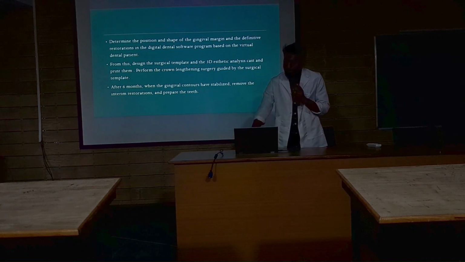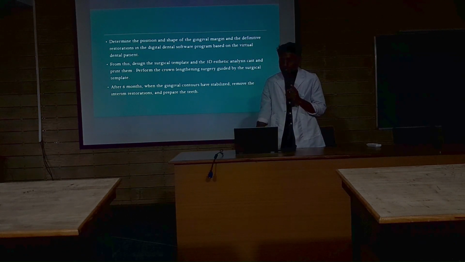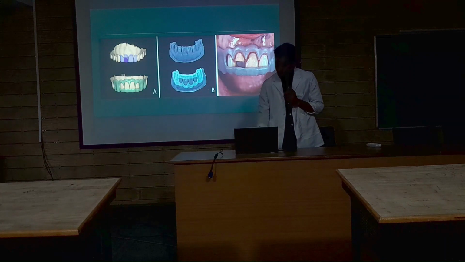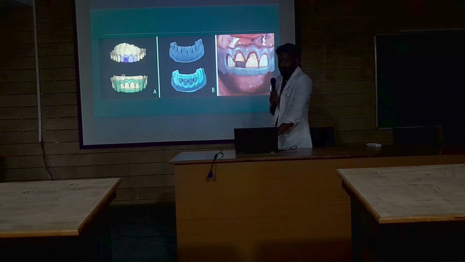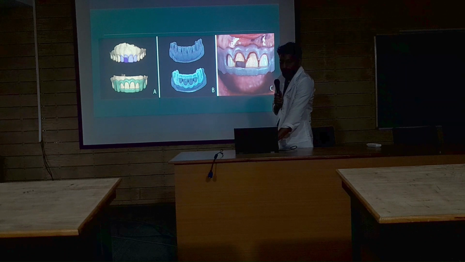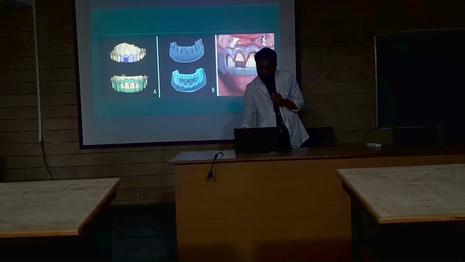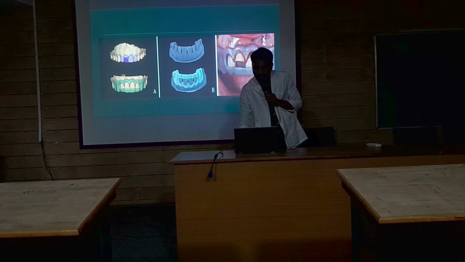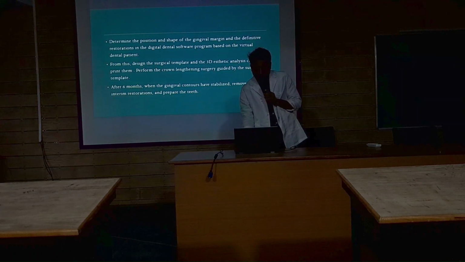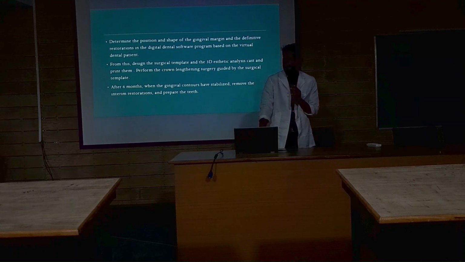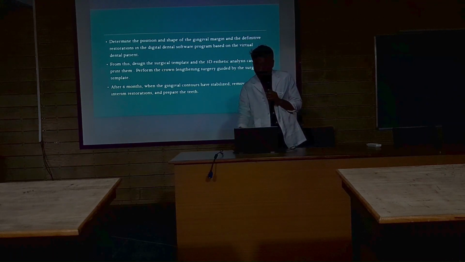With that, we create a surgical template and the 3D aesthetic analysis cast. We create a restoration first virtually, then we print a 3D analytic cast in the second diagram. And with the help of that surgical template, we do the crown lengthening surgery, as we can see in the third diagram. Then after 6 months, when the gingival contours have stabilized, we remove the interim restoration and then prepare the teeth.